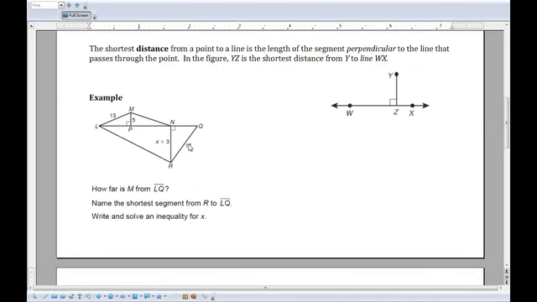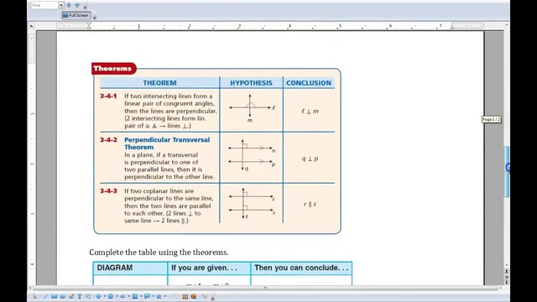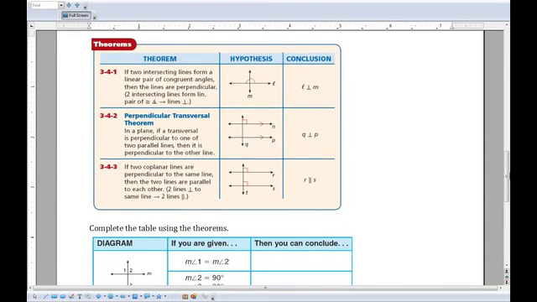All right, moving on down. Let's look at a few more things here. We have some theorems. These 3 theorems all involve perpendicular lines. I'm going to just go through them quickly.